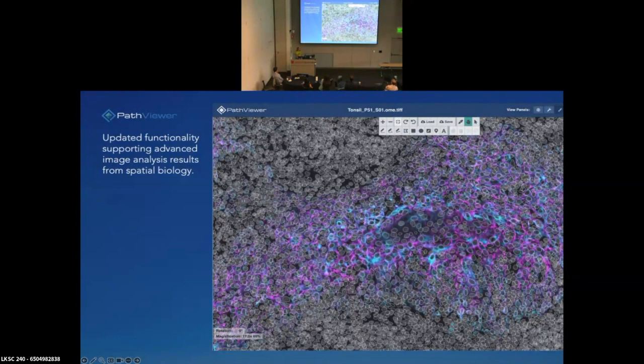But we also have some analytical data associated with each of those objects. And so in spatial data, I think we've had a few people highlight that you do something like a cell or nuclear segmentation, you're talking about potentially millions of objects in your image. And so this is an example.